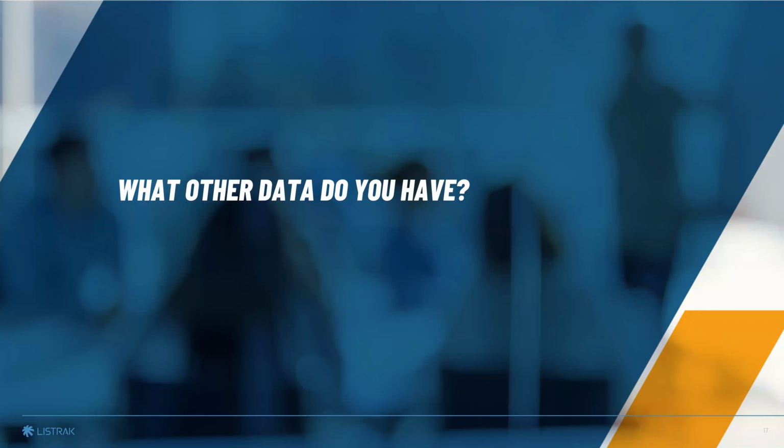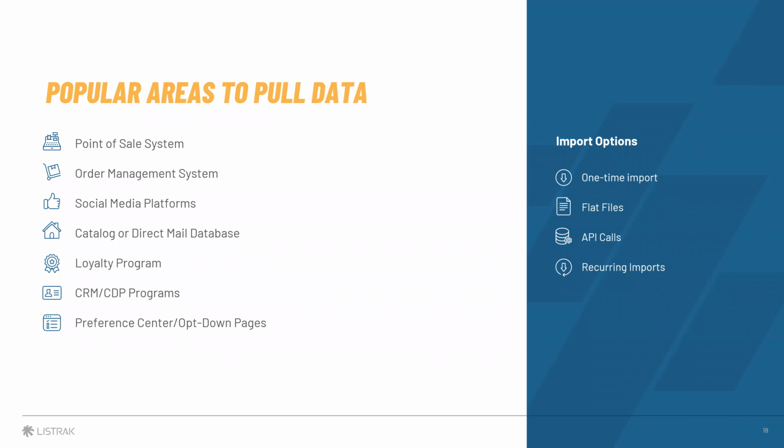So when we start talking about what other data do you have access to, obviously you all may know this already, you have a lot. You have a lot of different areas, from your order management system to social media platforms and a loyalty program, all to pull data from and into Listrak. Yeah, point of sale system is a big one.